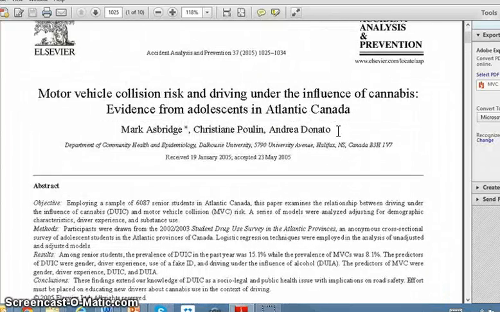Now we take a look at the source and we say, this is the name, this is our journal, this is the volume number, the issue it's in, the year of publication, 2005, and the pages in the journal where we can find the article, 1225 to 1234.